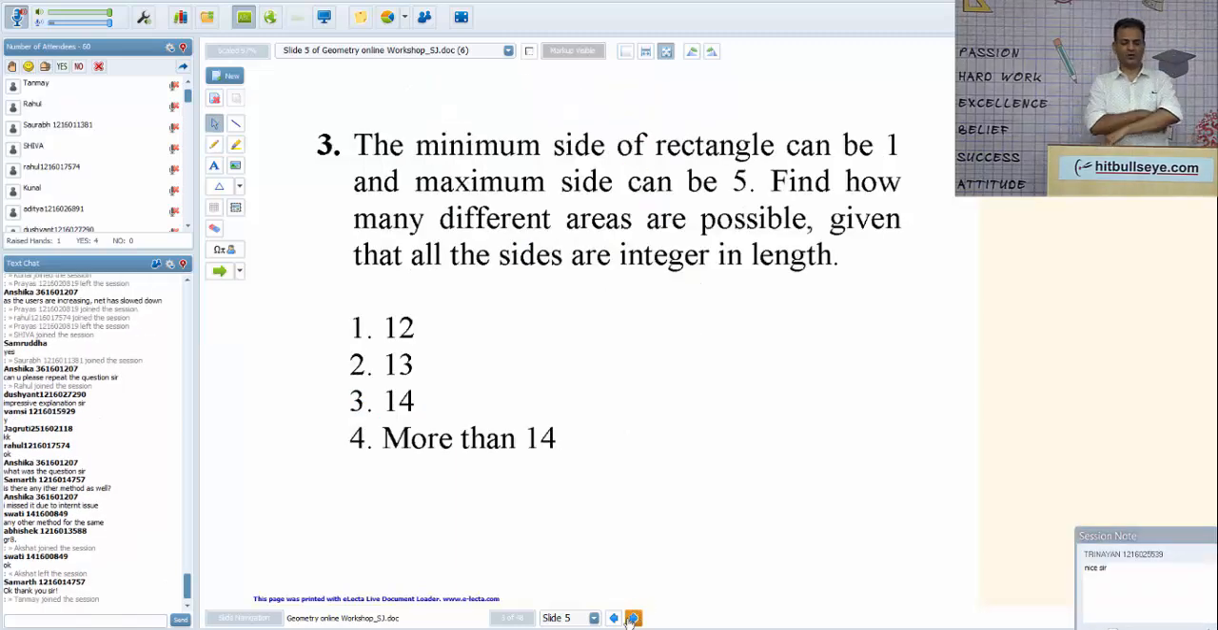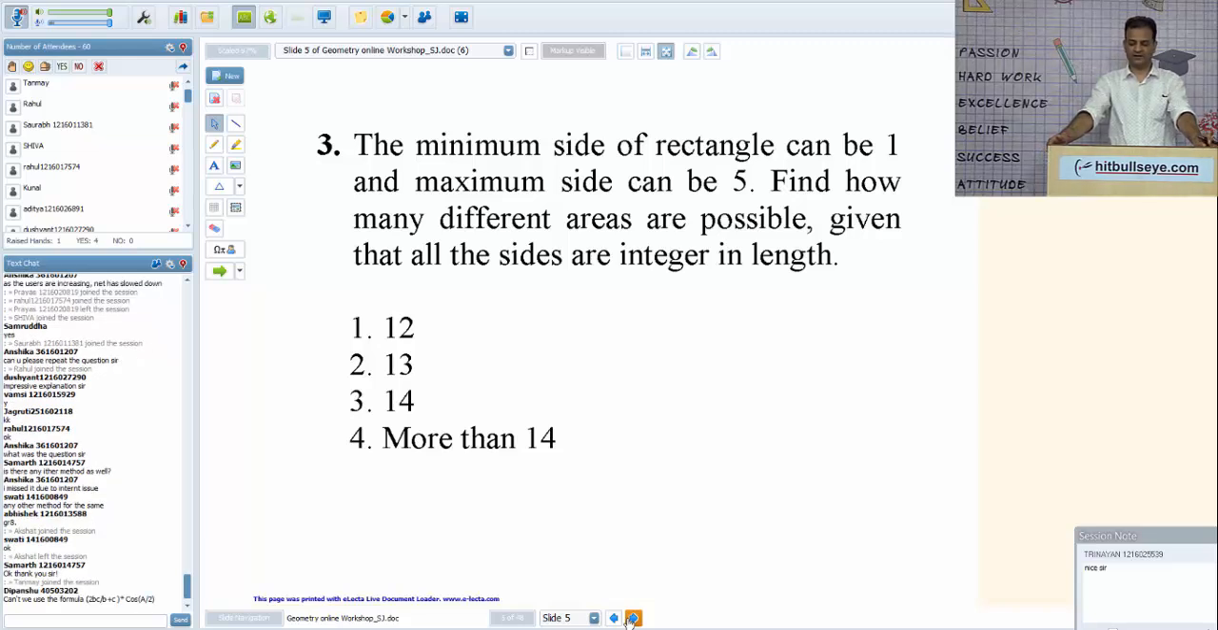Again, a very old question of CAT, very old question. I have changed the data. Just go through it and tell me the answer. Minimum side of rectangle can be 1 and maximum side can be 5. Find how many different areas are possible given that all the sides are integer in length.